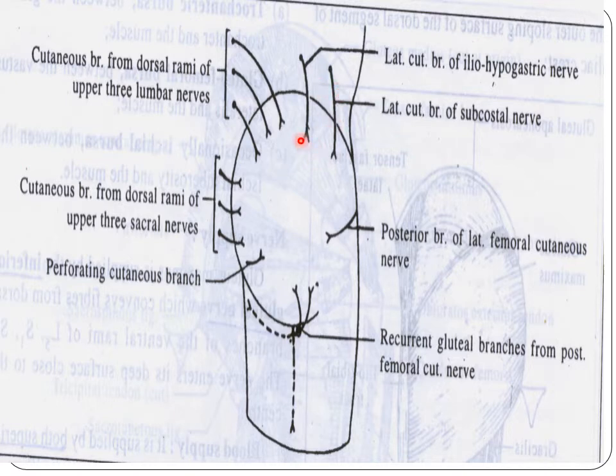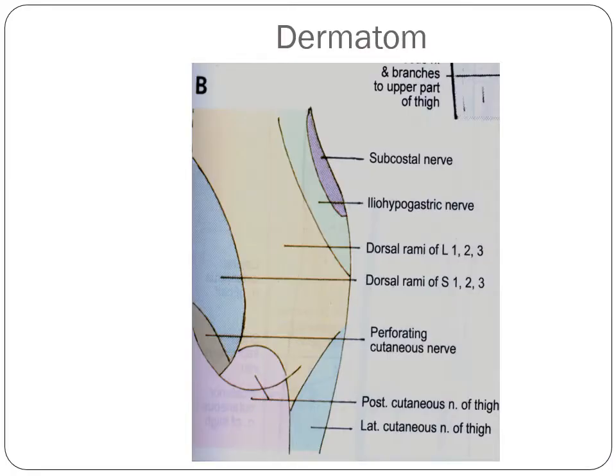Same figure: the lateral cutaneous branch of the subcostal nerve, the lateral cutaneous branch of the iliohypogastric nerve, the cutaneous branches of the dorsal rami of the upper three lumbar nerves. Here there are cutaneous branches from the dorsal rami of the upper three sacral nerves. This is the perforating cutaneous nerve. Here there is a recurrent gluteal branch from the posterior femoral cutaneous nerve. This area is supplied by the posterior branch of the lateral femoral cutaneous nerve. This is the gluteal region.